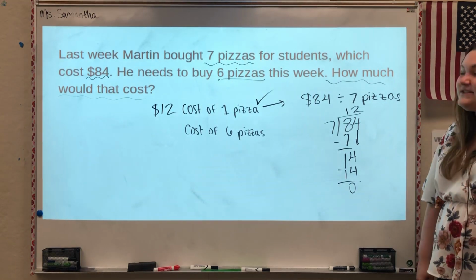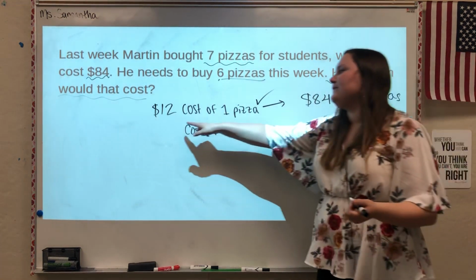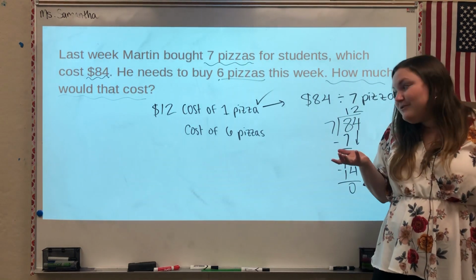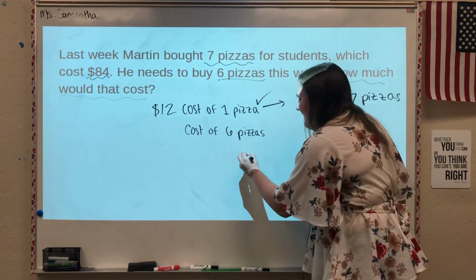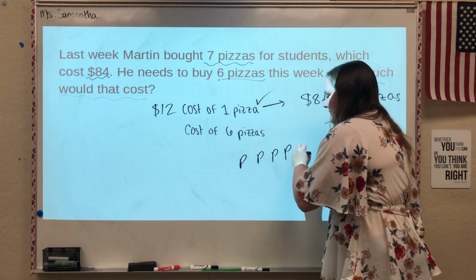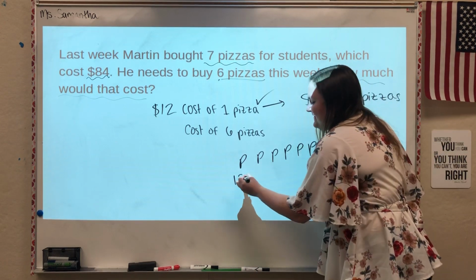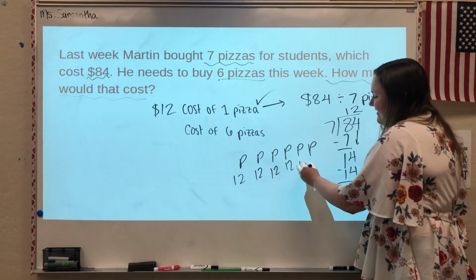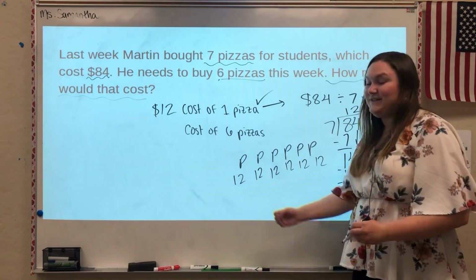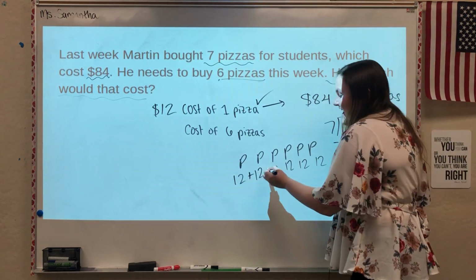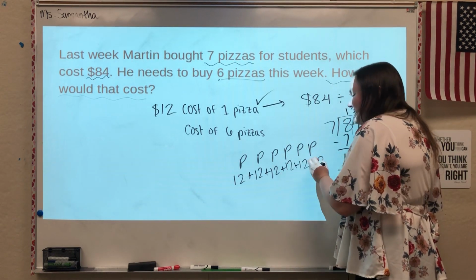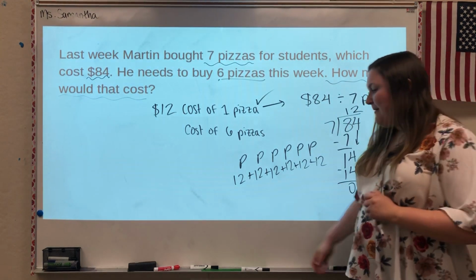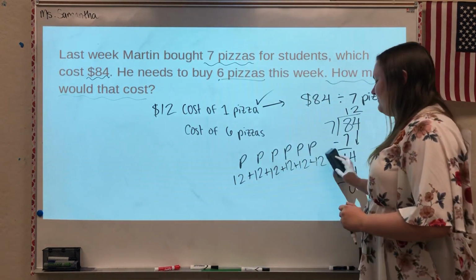Now that I know the cost of 1 pizza, I can use this information to find the cost of 6 pizzas. Now there's a couple ways you could do it. You could say, well, I've got 6 pizzas: this first pizza costs 12, this next pizza costs 12, 12, 12, 12, 12. And then to find the total cost, you could add and add and add. That is definitely one way to get the answer. That might be one of the ways that someone at home did. But there is an easier way.